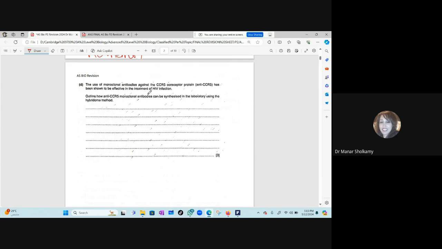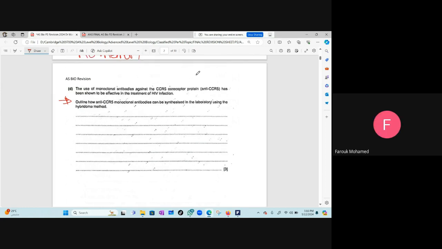Outline how monoclonal antibodies can be synthesized in the hybridoma method. Now, outline the steps of the hybridoma method, Farouk. You're going to inject a rat with a pathogen or an antigen of the CCR5. That would stimulate the immune response. So the B lymphocytes will differentiate into plasma cells and memory cells. We're going to extract the plasma cells from the spleen.